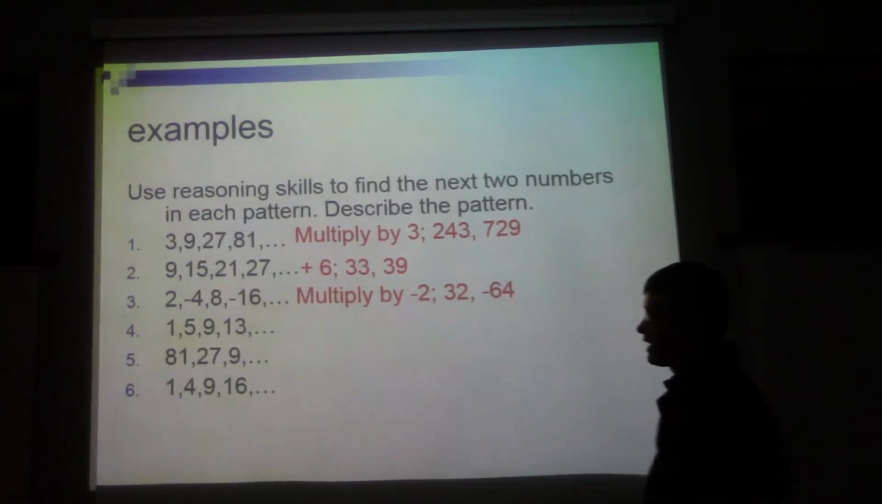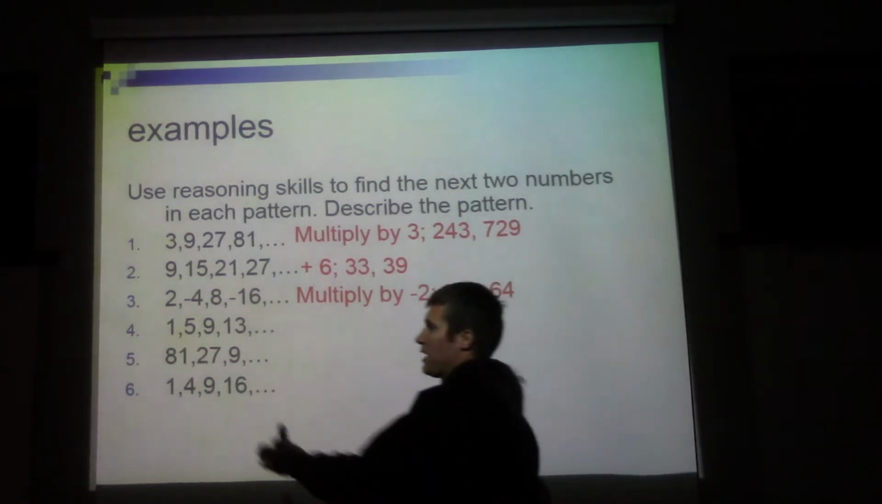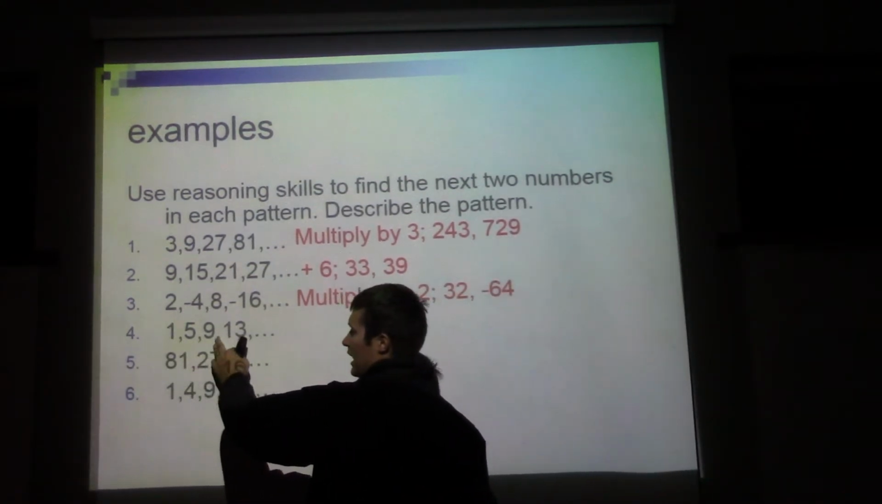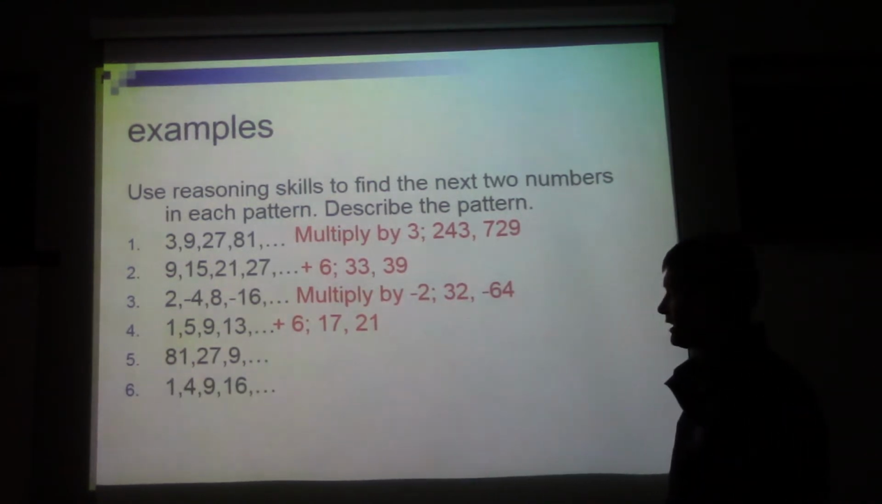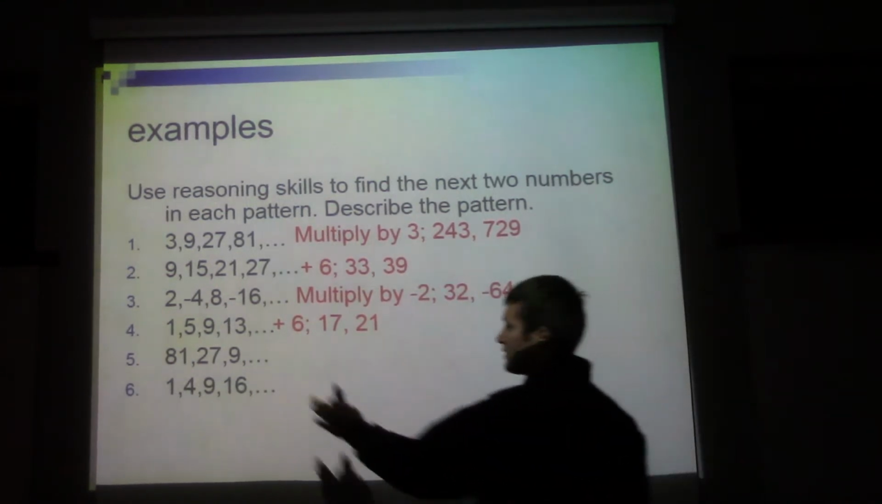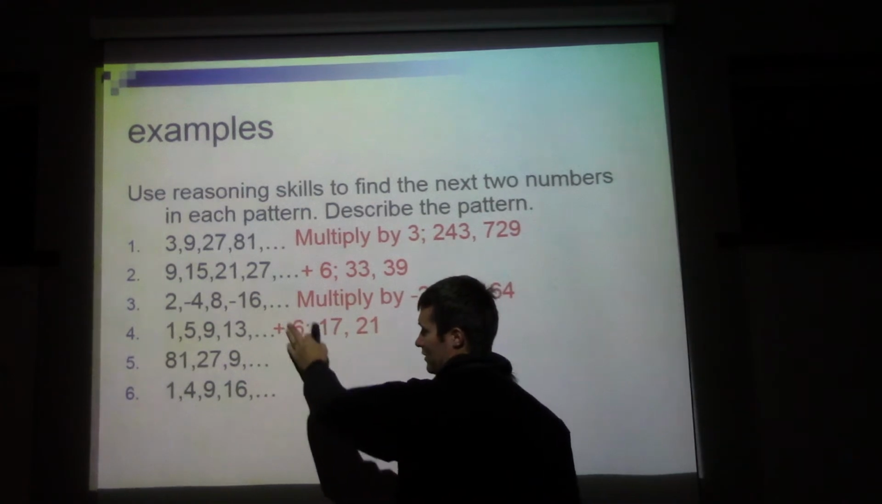1, 4, 5, 9, 13. I'm not multiplying. If I look at the difference, I'm adding 4 each time. Adding 4 each time, so it should be 17 and 21.